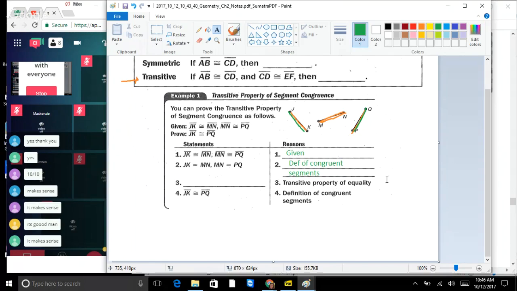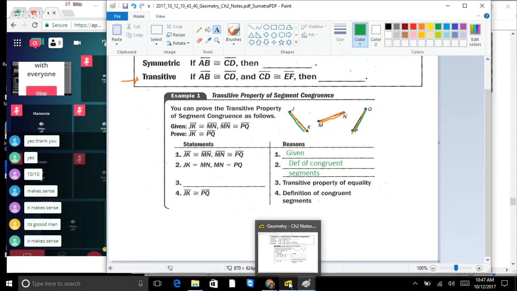So the definition of congruent segments is that line segments have the same length. Because they're congruent, we can also say that the line segments are equal, and that's due to the definition of congruent segments. So now that we have JK equals MN and MN equals PQ, we can use the transitive property of equality.